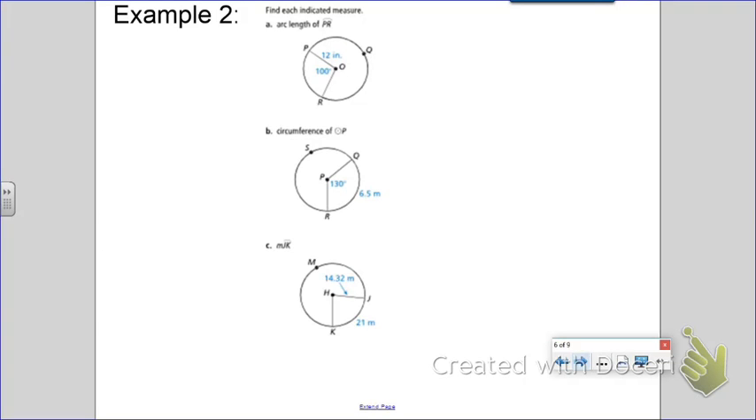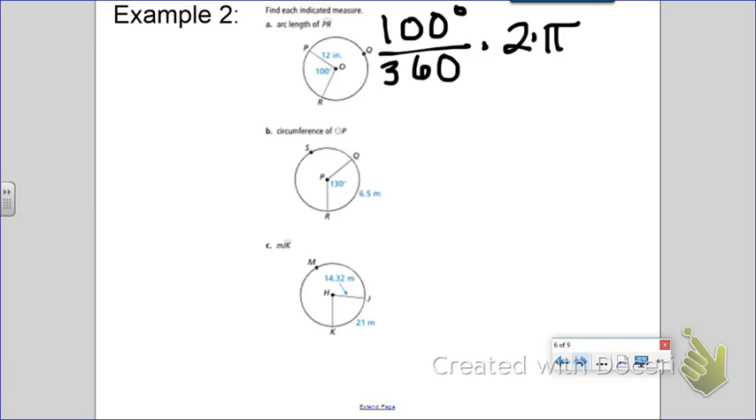In our next example, we're going to first find the length of arc PR. So we're going to take our degree of our central angle divided by 360 times 2 pi times radius. Radius is 12.